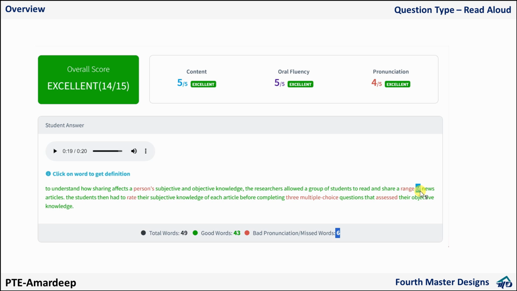Now, is 12 or 13 a good score? No. If you are aiming for 79, you have to score 13 plus only. It means you have to go for 14, and 14 is possible. If I can read like this, you can also. And if, with the default system microphone, I can minimize my number of bad words to like 5 or 4, then you can also with a microphone.